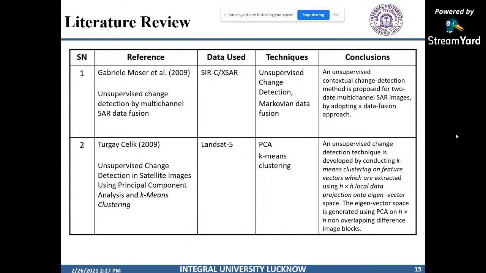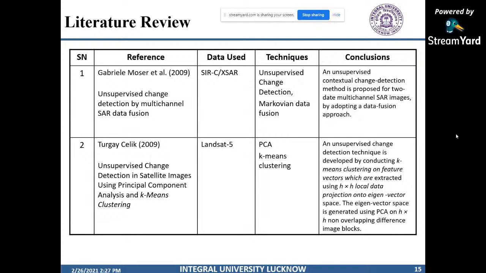I make a table, and the first column is the reference, meaning the name of the author, the publishing year, and the title of the paper. These three pieces of information are in the first column. The second one is the data used: which type of data is used for this work. Then techniques: which type of techniques are used, whether it is a supervised or an unsupervised technique. And the conclusion of that paper.